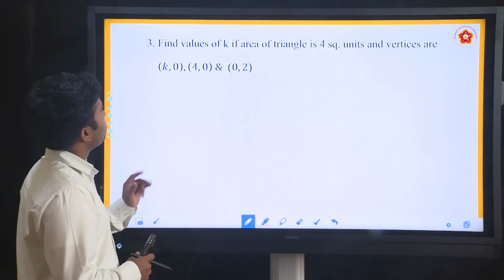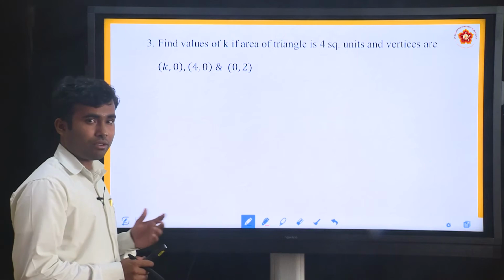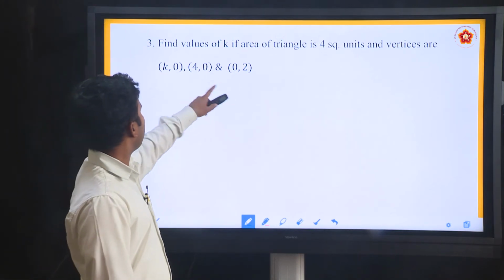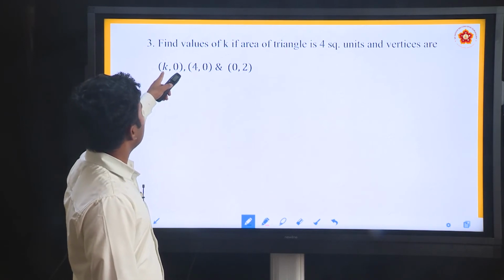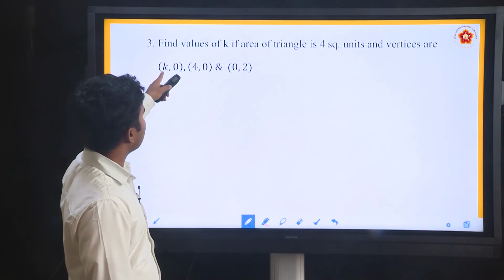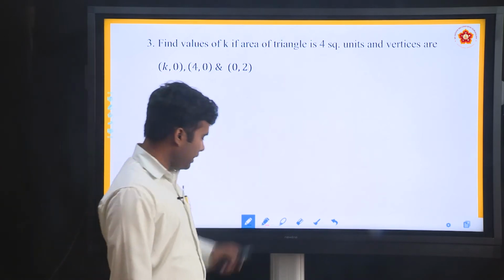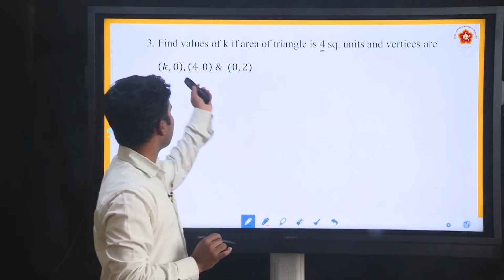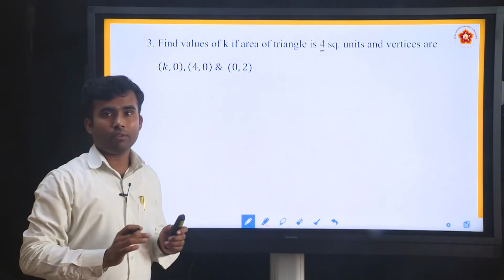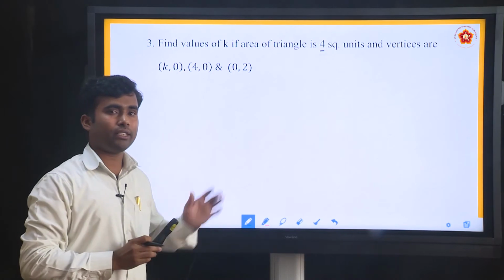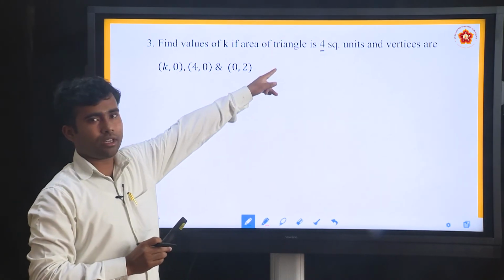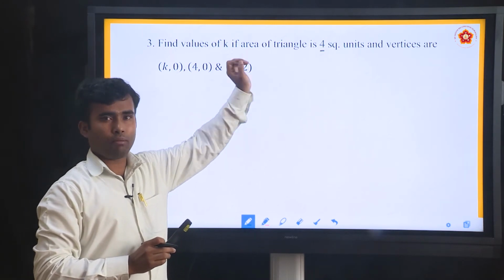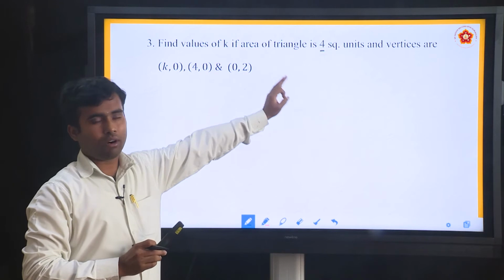See here, this problem is quite different from the 2 problems we have done. Here we have to find the value of k, one of the vertices, and they have already given the area of the triangle as 4 square units and they have given 3 vertices. With this we have to find k. Since the area of the triangle is 4 square units, we have to take positive as well as negative 4.